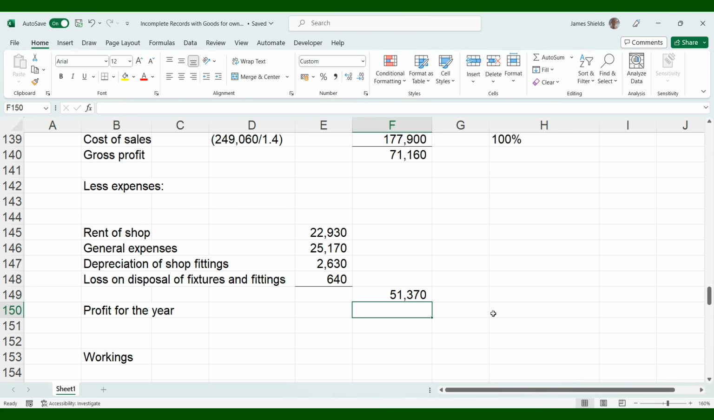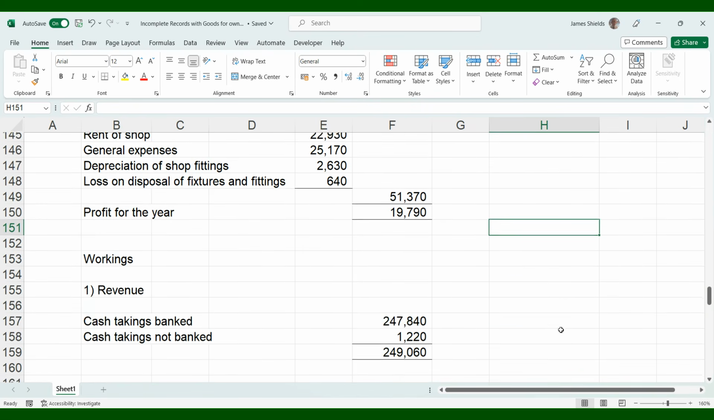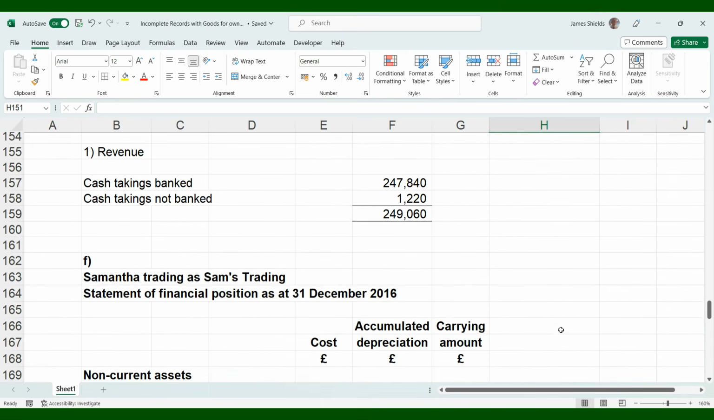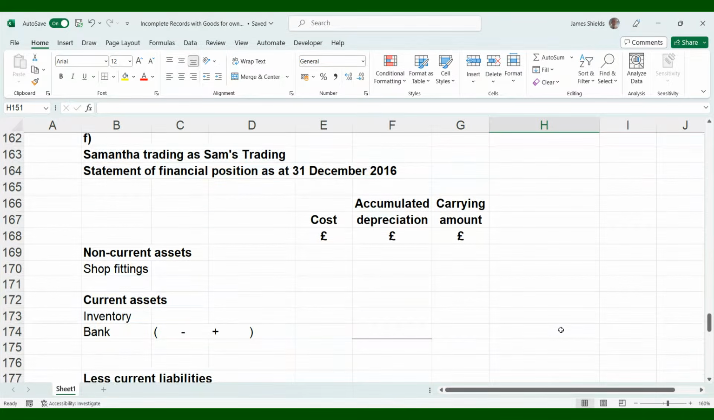£51,370. So the final bit of the income statement, the profit for the year, is going to be the gross profit of £71,160. Take away your total expenses of £51,370 to give us £19,790. So that's our profit for the year in the income statement. Now the final part was part F, which was the statement of financial position for Sam's trading. So again, I've got down all of the template for us to save a bit of time.